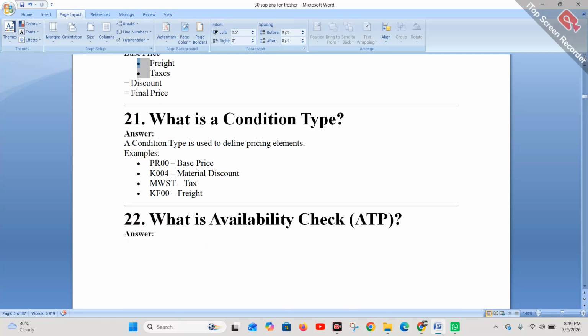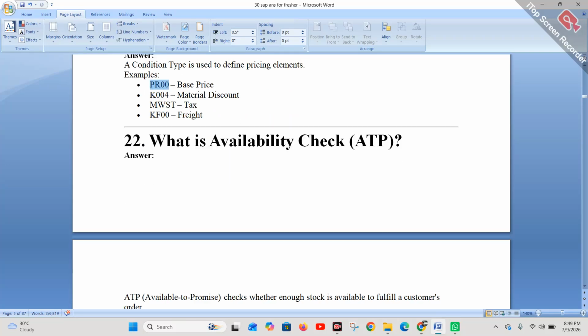So what is the condition type? Condition type is one of the pricing elements which is used in the pricing. Example, PR00 is the base price, K004 is the material discount, MWST for the tax, and KF00 for the freight. PR00 is the condition type for the base price. Likewise, there are various condition types used in the pricing elements.